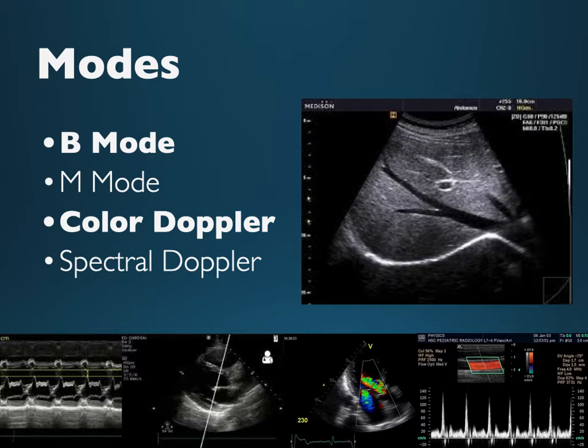So recall that we can scan in multiple different modes depending on the information we'd like to obtain. For the purposes of evaluating the liver and the gallbladder for normal anatomy and for the presence of mass, gallstones, cholecystitis, etc., we will scan in B mode. This is also called 2D mode and is the general grayscale mode. Today we're also going to talk about color Doppler when we evaluate the common bile duct.